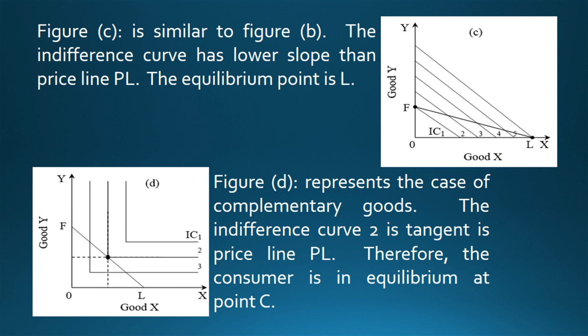Figure D represents the case of complementary goods. The indifference curve too is tangent to price line PL, therefore the consumer is in equilibrium at point C.